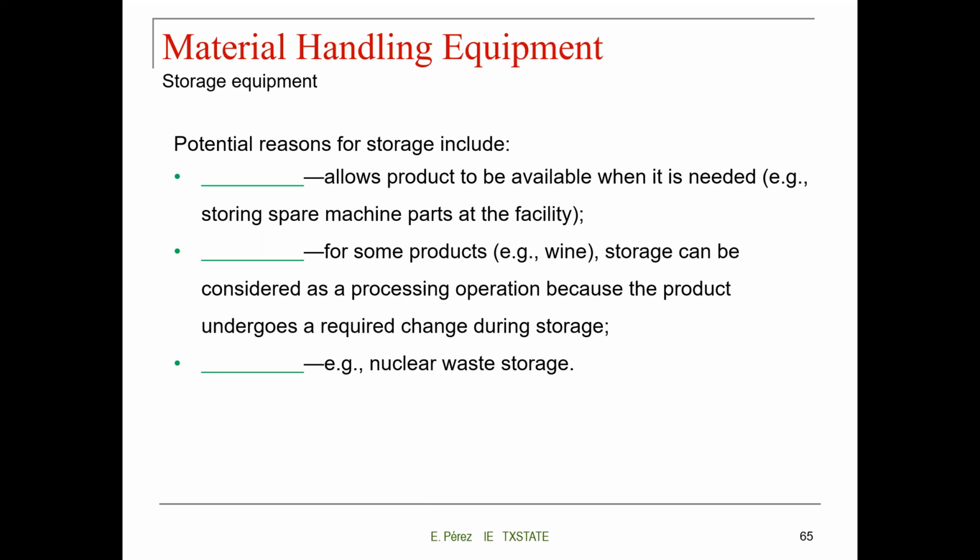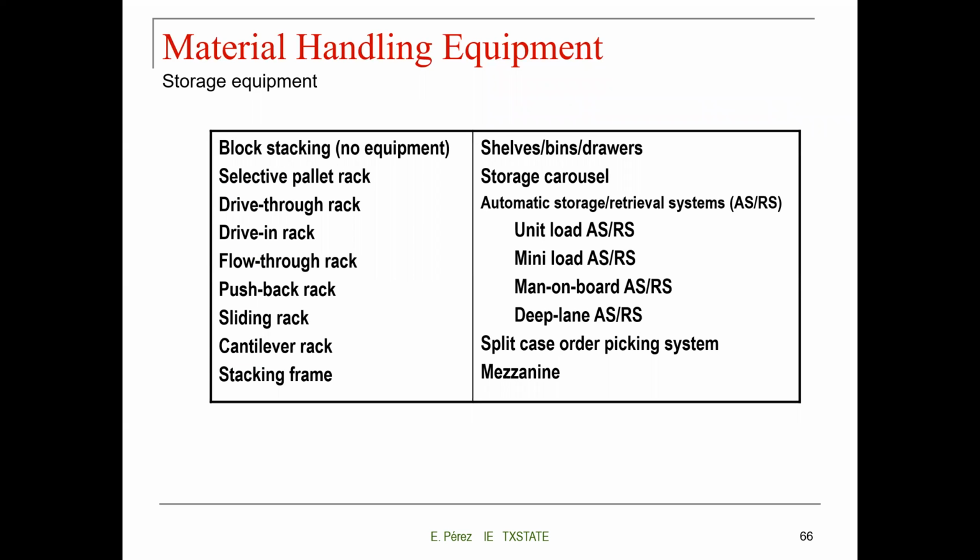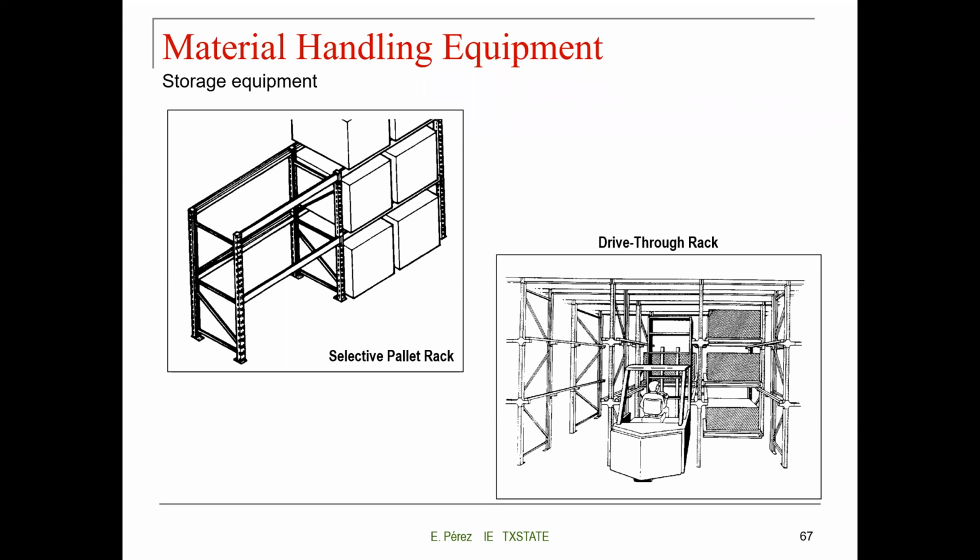Storage equipment. Potential reasons for storage include time friction, to allow product to be available when it's needed. Processing: for some products, for example wine, storage can be considered a processing operation because the product undergoes a required change during the storage. And then security, for example, nuclear waste storage. Here's some storage equipment. Now we're going to look at some of the examples.